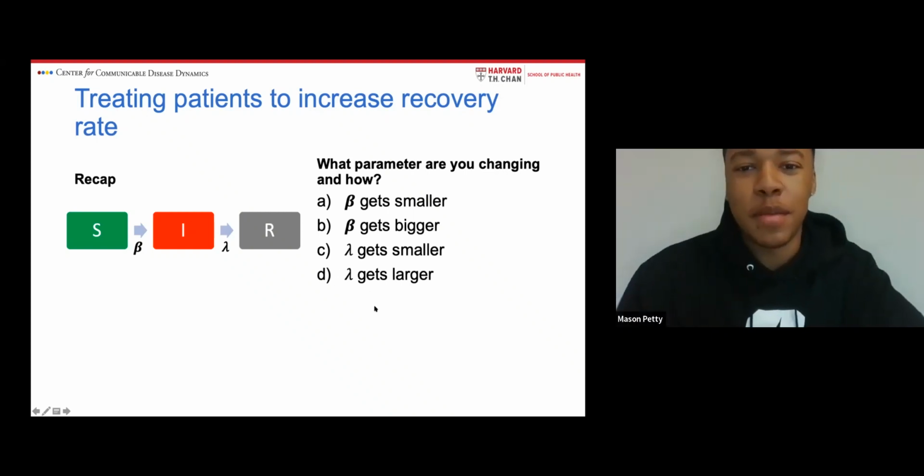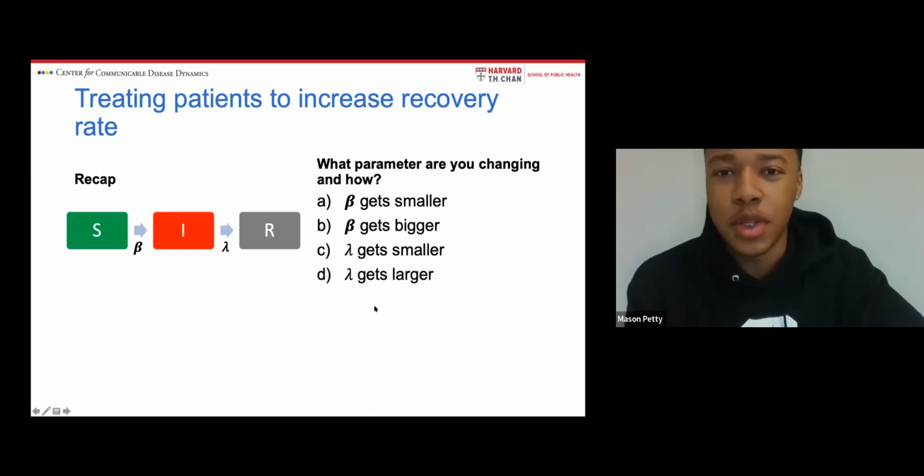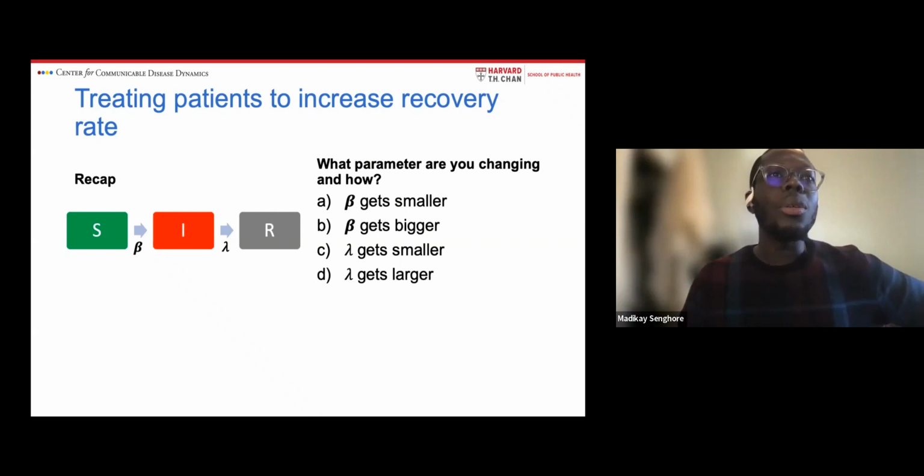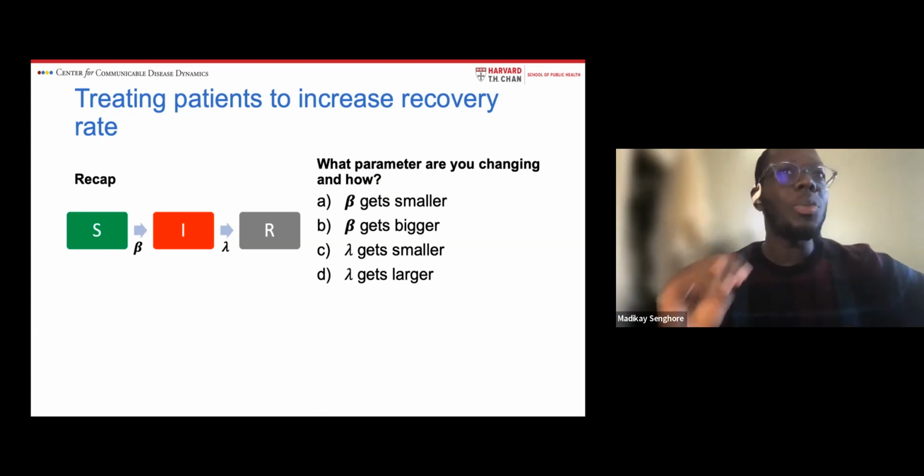So, in my mind, after seeing the formula, when we increase the recovery rate, we also shorten the period of time it takes for recovery. And if we shorten the denominator, we're going to get a larger value. Precisely. So those who said gamma gets smaller, do you still think gamma gets smaller? And why would you think that?